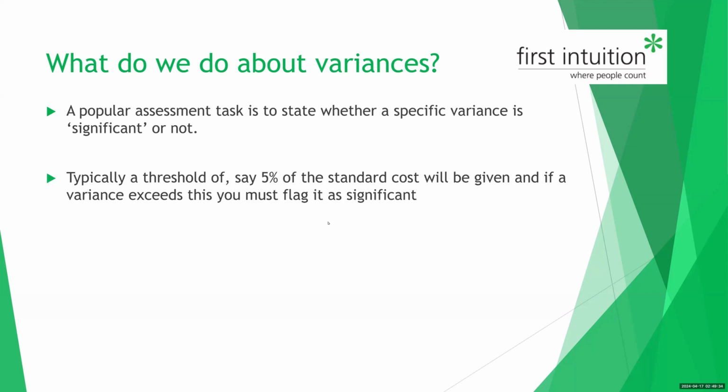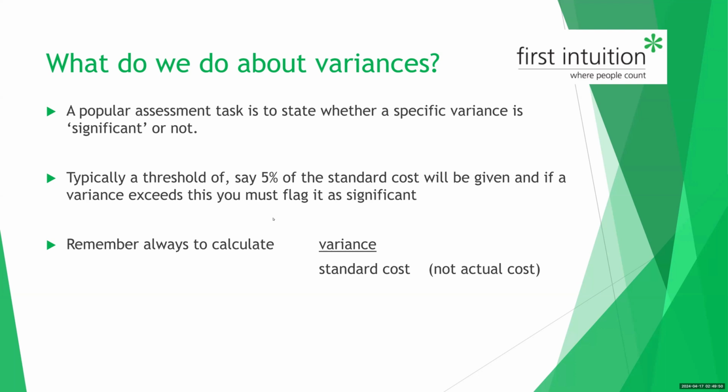We may set a threshold. An assessment task may well say to you that a particular percentage, such as 5%, makes a variance significant. Now, when we say 5%, the calculation is the variance over the standard cost. So it's a percentage of the standard cost, not a percentage of the actual cost. An important distinction.